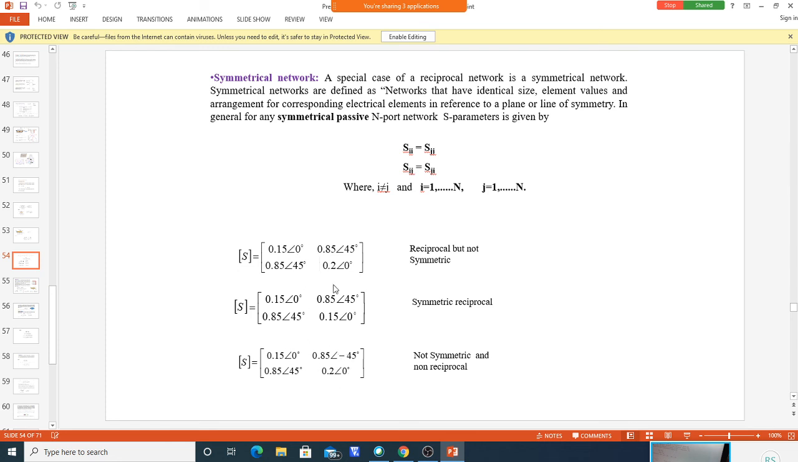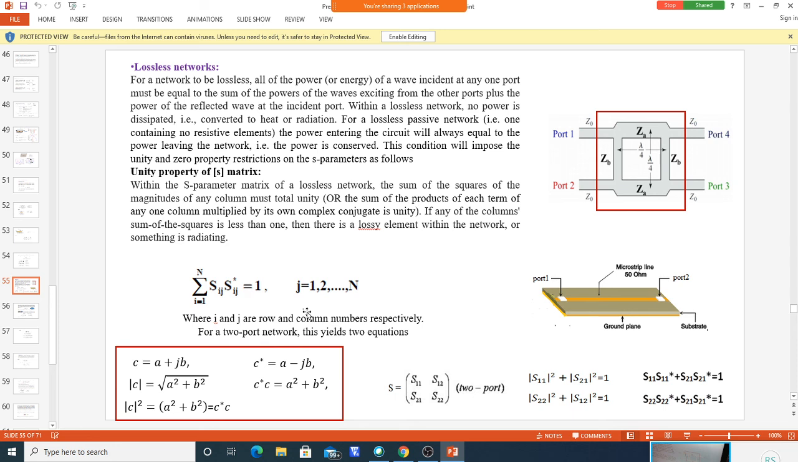So like that, by looking at these parameters, we can say what the network is. Okay. So that is another property of the S matrix. We can say what that port is. Okay. Next is the lossless network.